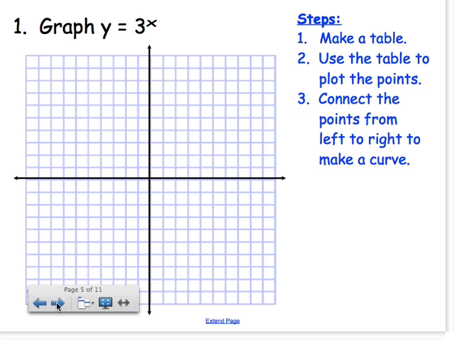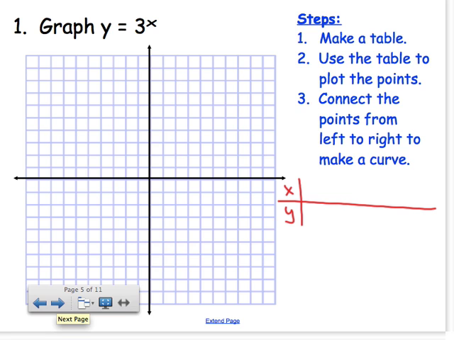So if I look at this, it says make a table. It says use the table to plot the points, and once you have the points, connect them, make a nice little curve. Okay, so let's try and do 3 to the x. In this case, my graph is 3 to the x. So again, make sure you have a pencil and probably a calculator handy. You can pause this at any time to make sure that you do have that stuff handy.